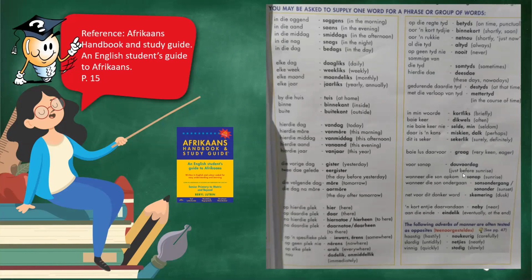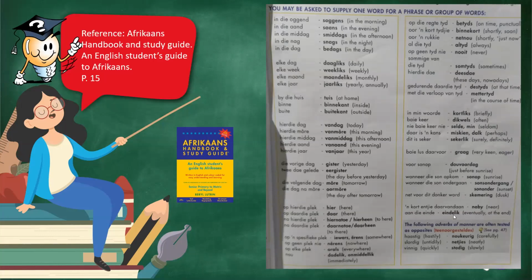Wanneer die son opkom, son op. Wanneer die son ondergaan, sonsondergang of sonsonder, it would be sunset. Net voor die donker word would be skemering. That's a very nice word for you to go and study. Skemering in Afrikaans is dusk or just skemer. 'n Kort entjie daarvandaan, it's near, would be naby. And at the end, or eventually, would be eindelik.